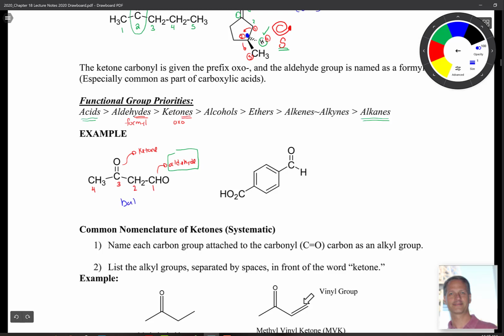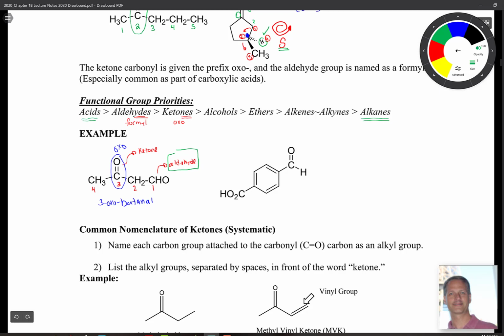So butanal, and then at 1, 2, 3, you have this group. That group is called an oxo group. So 3-oxobutanal. And again, you don't need to number where the aldehyde is. It's considered to be at number 1.